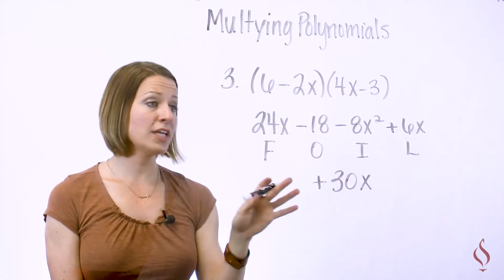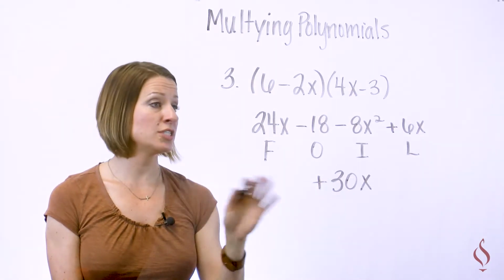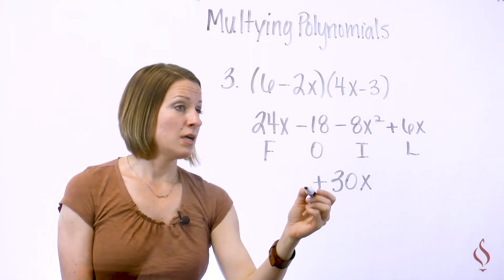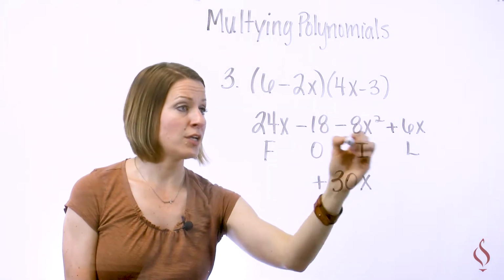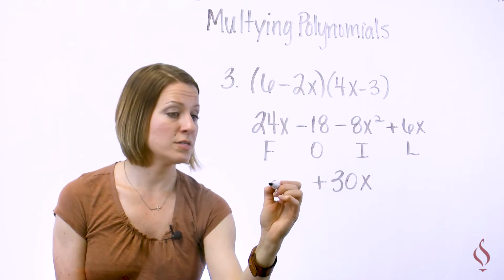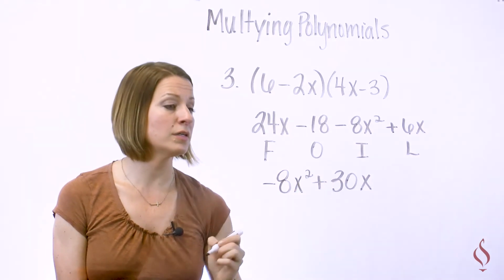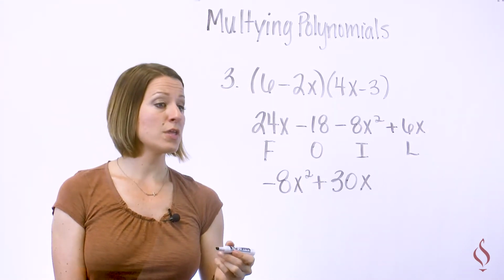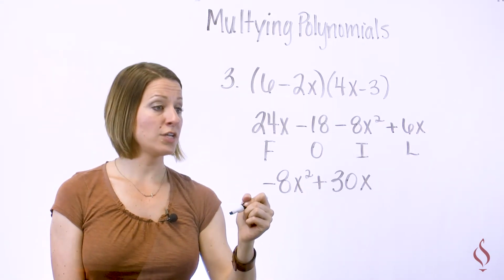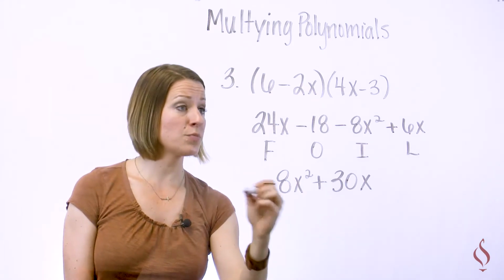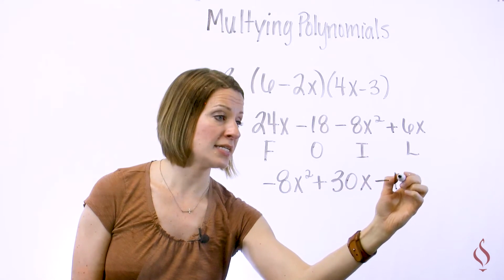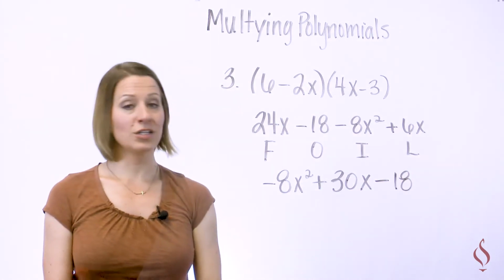Okay, we only have one variable, x, and so we just have to focus on that. The high one is right here, the x squared. So this negative 8x squared will be our first term. We already determined that 30x would be our second term, and then this minus 18 is our last term.